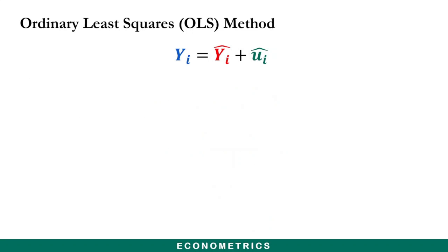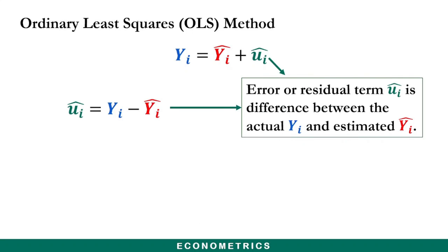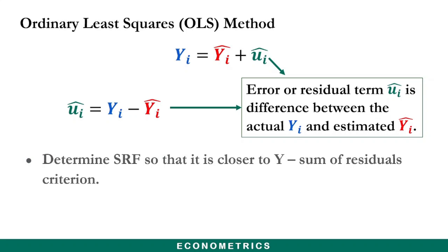The residual term or the error term is simply the difference between the actual y and the estimated y. So we just simply go ahead and make the residual term the subject. So our aim is to determine the sample regression function so that it is very close to the actual population y. So we adopt the sum of residuals criterion. This means that we have to make the residuals as small as possible. So we just go ahead and apply the summation notation, which is the sigma for the residual term. This is what we call the sum of residuals criterion.